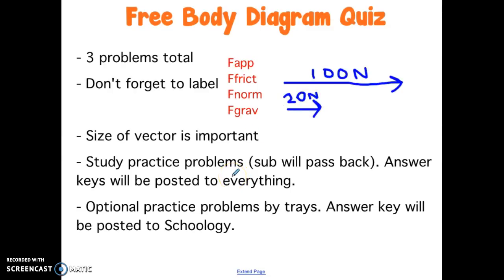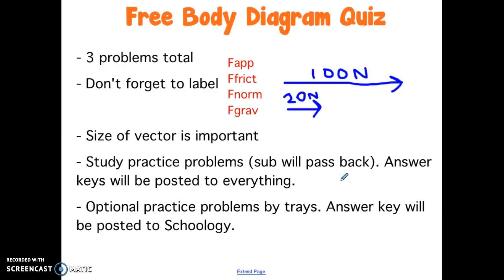As far as what to study, the sub is going to pass back any practice problems that I collected yesterday. The quiz questions are going to be very similar to those. Same ideas, just probably different numbers and different people in the story. But please look at that to study.